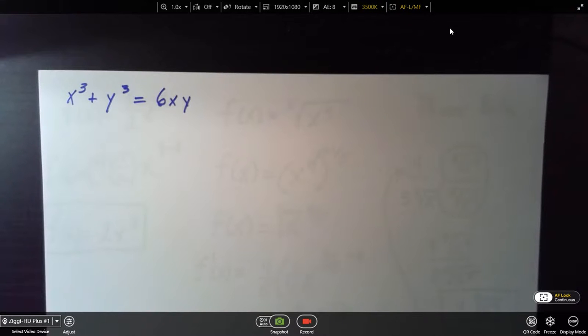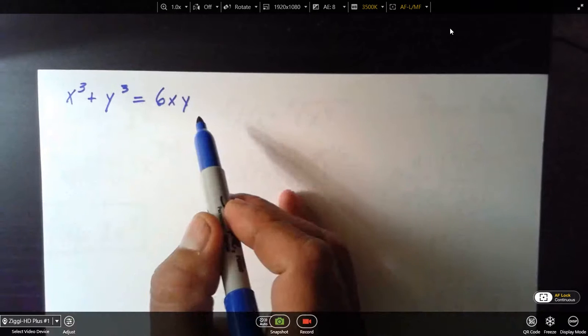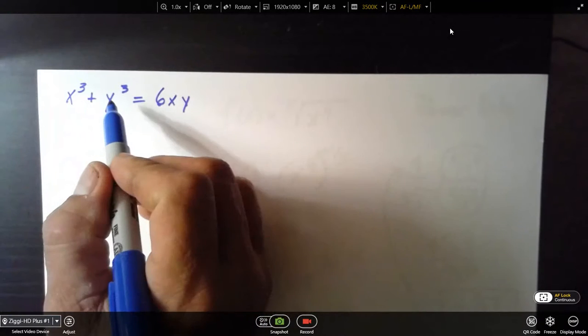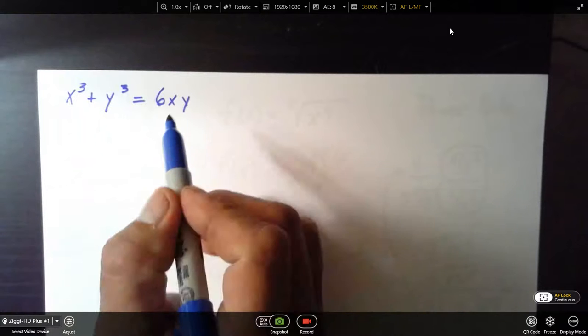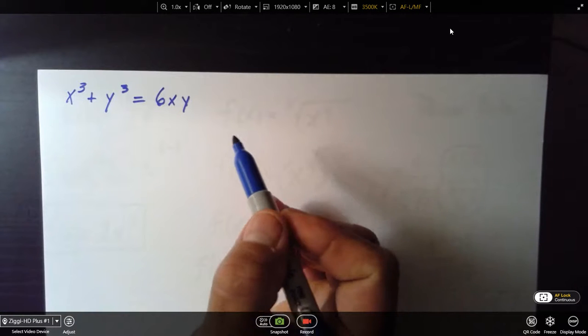Okay, this question is implicit differentiation. X cubed plus y cubed is equal to 6xy. Remember, with implicit differentiation, you take the derivative of everything, but you cannot take the derivative of the y's without putting a y prime beside it. So, go through and take the derivative.